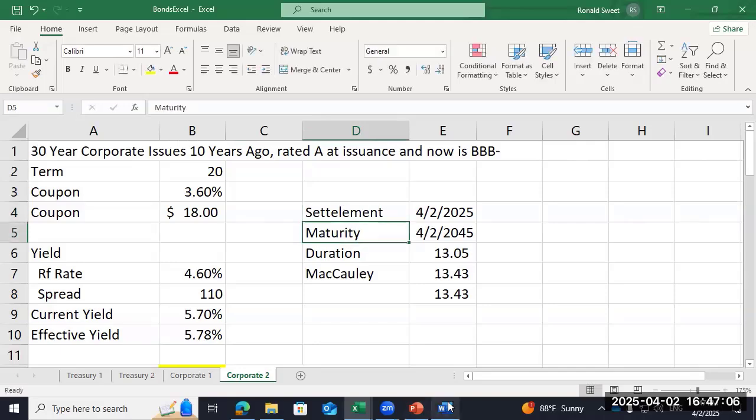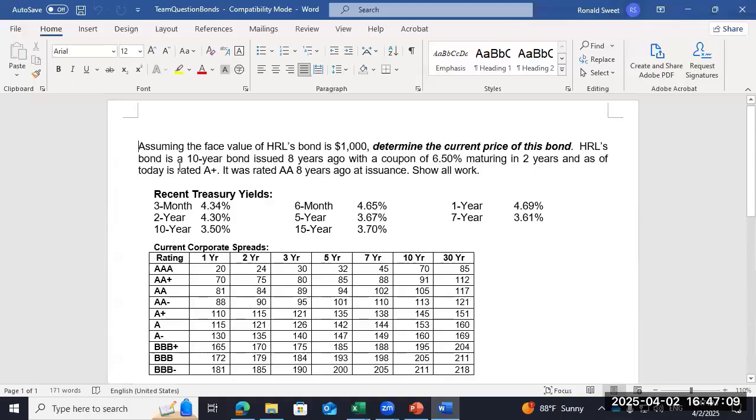All right, so let's try. This is what the exam question will look like. For this exam I did Hormel. On exam 2, I pick one company and I use it throughout the entire exam. So for this Hormel bond, determine the current price of this bond. It's a 10-year bond issued 8 years ago. Every time on this exam, it's going to be a 2-year bond left. It could be a 20-year bond issued 18 years ago or whatever, but you have 2 years left. Its coupon is 6.5%. Today, it's rated A+. It was rated AA, but you don't care about that. That's going to influence the coupon, but I've already given you the coupon, so you don't need to know that.